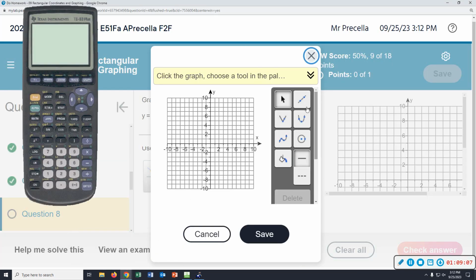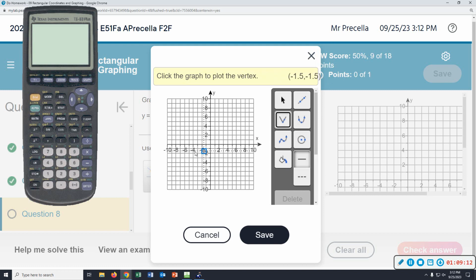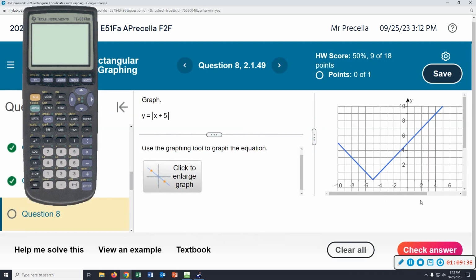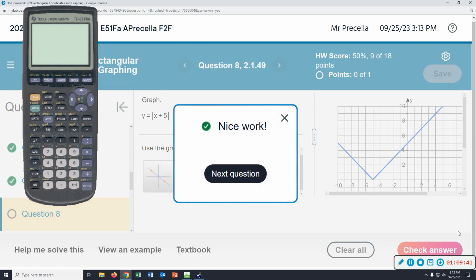So I click my absolute value tool, and what's the first point I plot? Negative 5, 0. There. And now we found another point. What was the other point? Negative 3, 2. Is that it? Save it. Check answer.